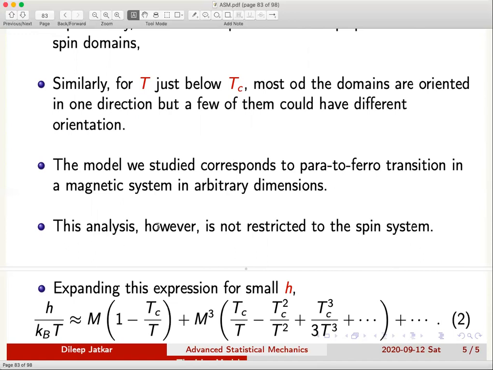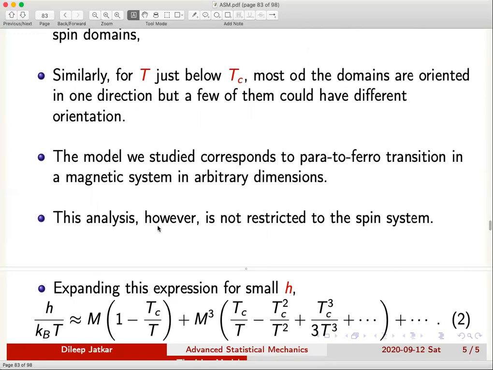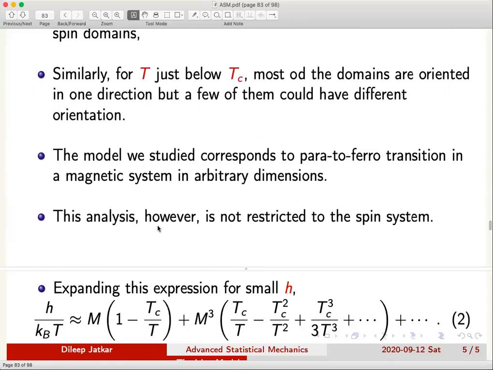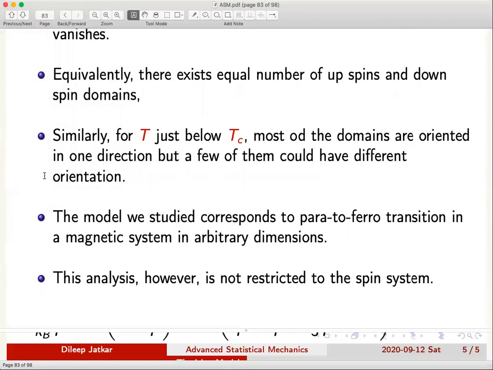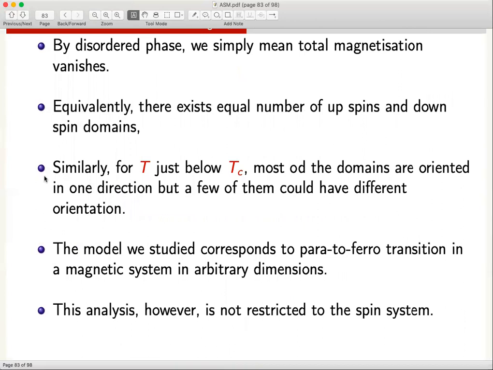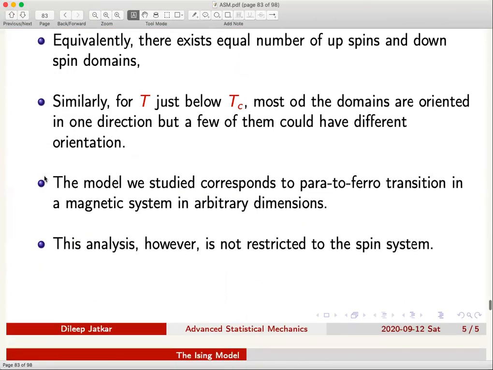Now, what we have done so far is study this system only as a spin system, and we have basically looked for the paramagnetic to ferromagnetic transition. But the concept that we have just introduced, called the order parameter, is not restricted to only the spin system. It is a general concept and can be used for any other system.